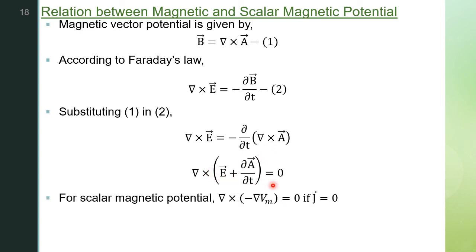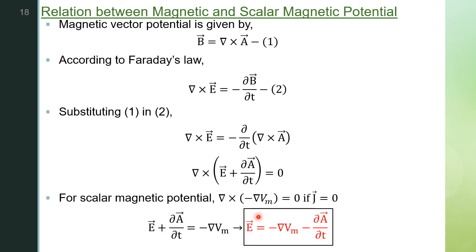Also, we know that for scalar magnetic potential, del cross of minus del Vm is equal to 0 if J equal to 0. That is, if the current density J is 0, then the scalar magnetic potential was defined. So when you compare these two expressions, you will get E plus ∂A/∂t equal to minus del Vm. Hence, the electric field intensity E equals minus del Vm minus ∂A/∂t. So this gives the relation between electric field intensity, magnetic vector potential, and magnetic scalar potential.